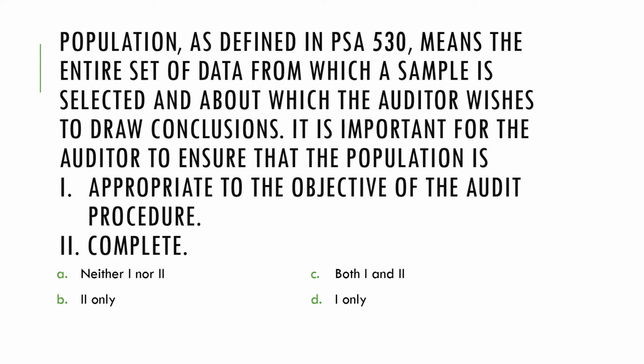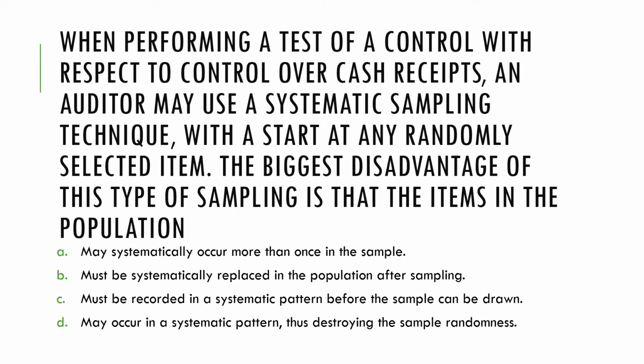Next, population, as defined in PSA 530, means the entire set of data from which a sample is selected and about which the auditor wishes to draw conclusions. It is important for the auditor to ensure that the population is appropriate, and to that we say yes, and complete, and to that we also say yes. In the case of substantive testing with an anticipated high variability in the population, then the auditor will also consider stratification. That would be number three in case of substantive testing. So in this case, the answer is both one and two. Moving on to the next question.